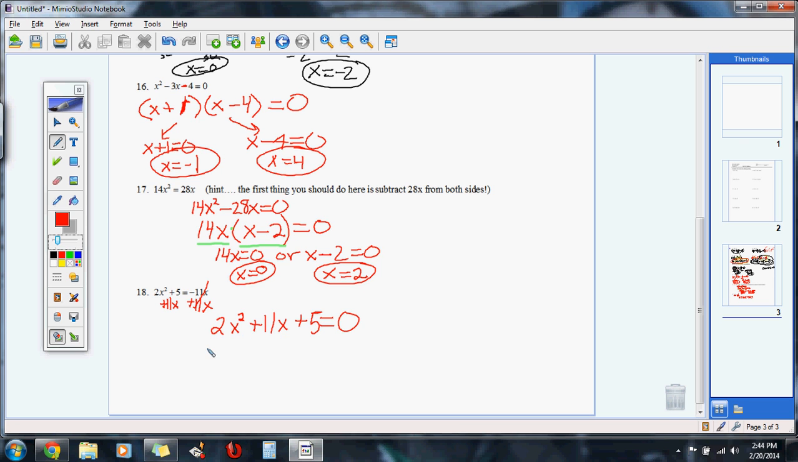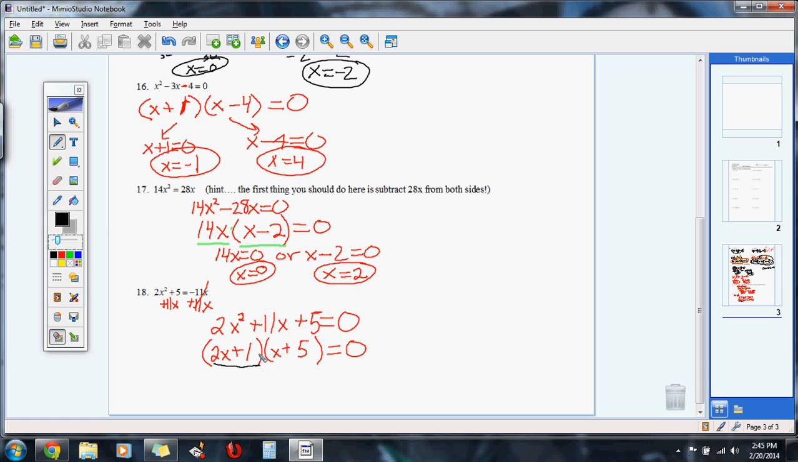Well, there's no GCF, so we're going to try this again. Hopefully you see the 2x squared is going to lead me to have a 2x and an x. My signs are both going to be positive for this problem. And then the factors of 5 are going to be 5 and 1. Now, let's be honest, I'm getting pretty good at factoring after teaching it now for 10 years. But it may take you a little bit longer to come up with that factoring. Just keep guessing and checking until you hit the one that foils out correctly.